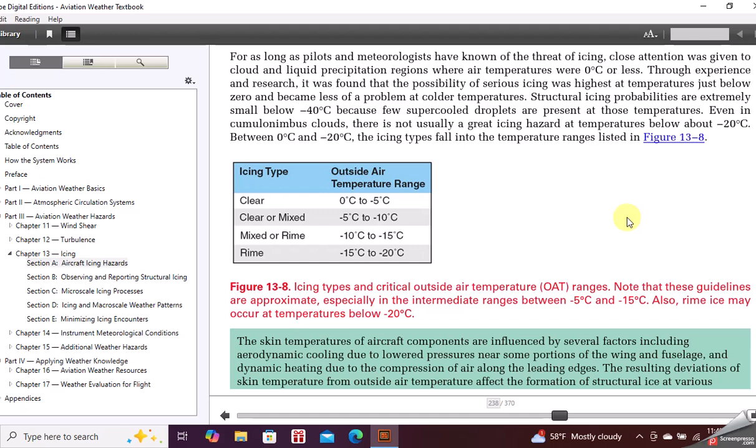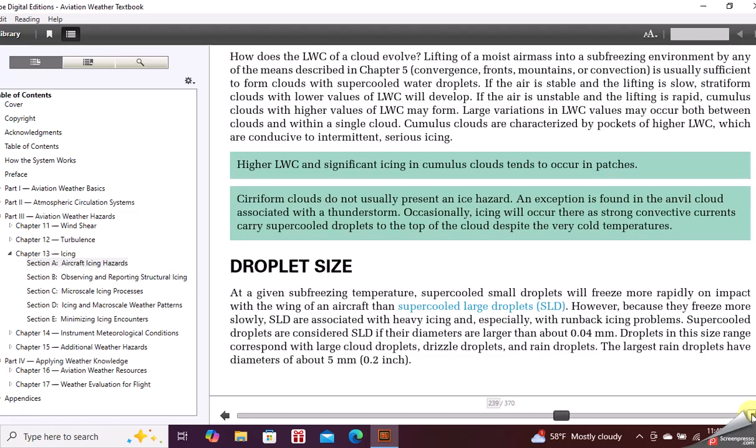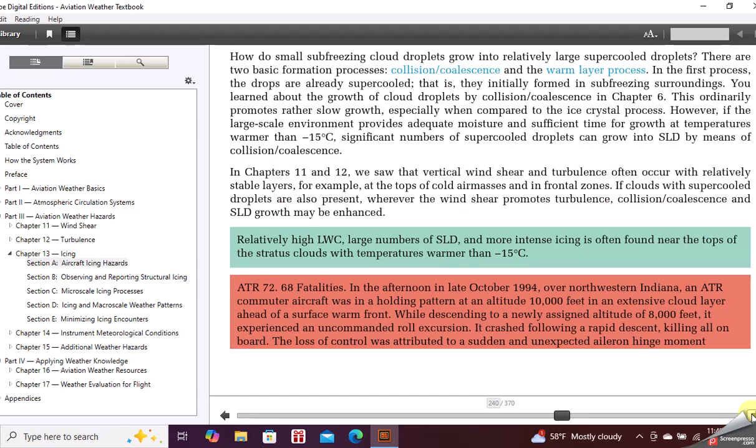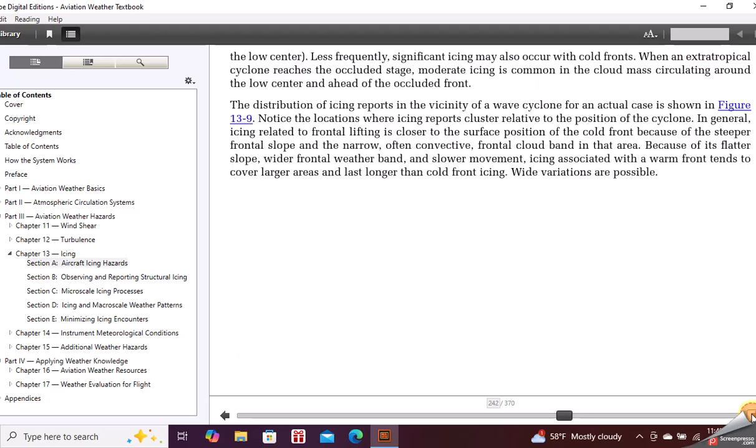So here are some instances of icing forming. Notice in colder temperatures you get different varieties of icing, and the aircraft can get different methods of icing as well. The more water in a cloud, the more icing can occur, obviously. There was a commuter aircraft. This was 1994. And it occurred in the cold sector, but just before a warm front. So let's go to that front here a minute.